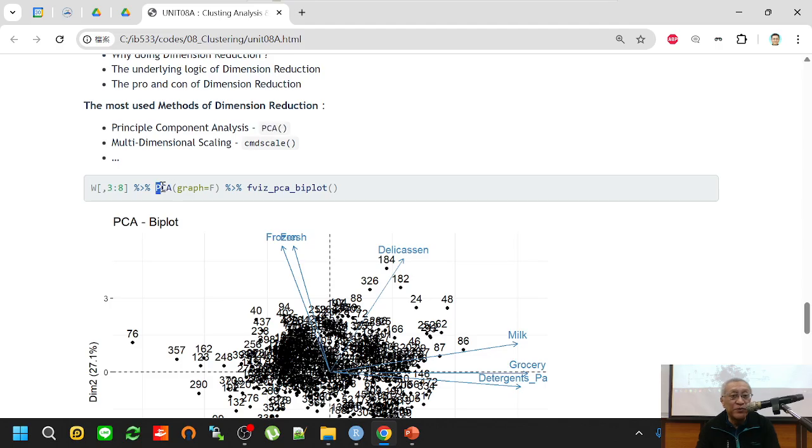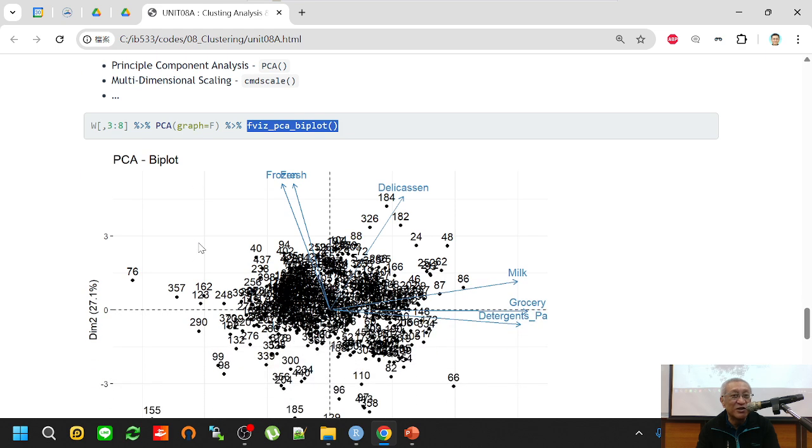So after you do the PCA, usually I will suppress the graph because its graph is very ugly, right? Okay. So I will use this visualization tool to help us do the visualization, right? And even when I use this visualization tool, it still does not look good, right? Every subject, we have 440 objects, right? Each will become a point, okay?